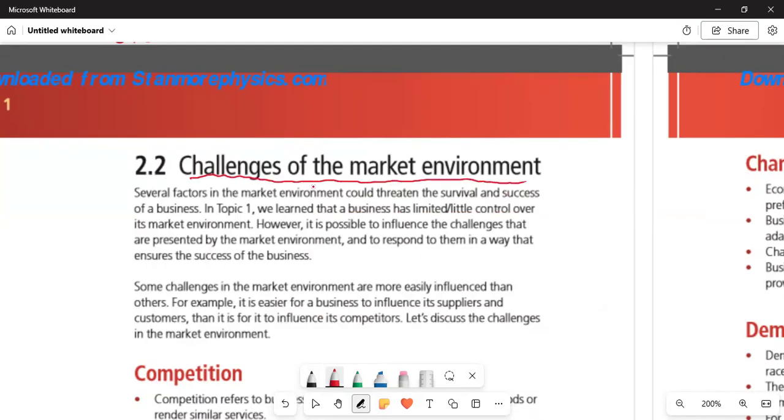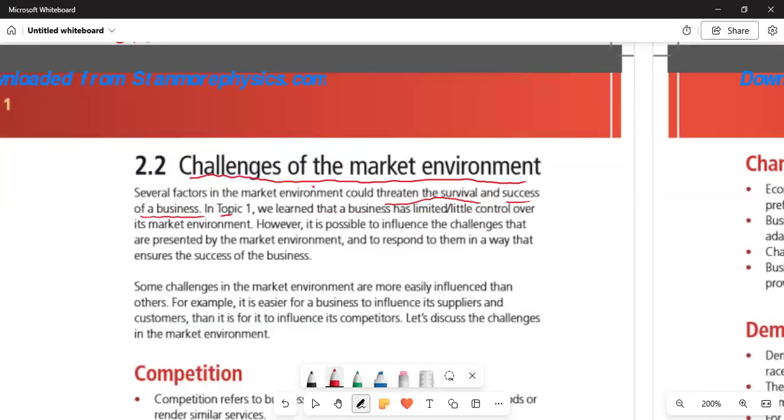It says several factors in the market environment could threaten the survival and success of the business. We can talk of competition, we can talk of suppliers, we can talk of changes in consumer behavior. All those can threaten the survival and the success of the business.